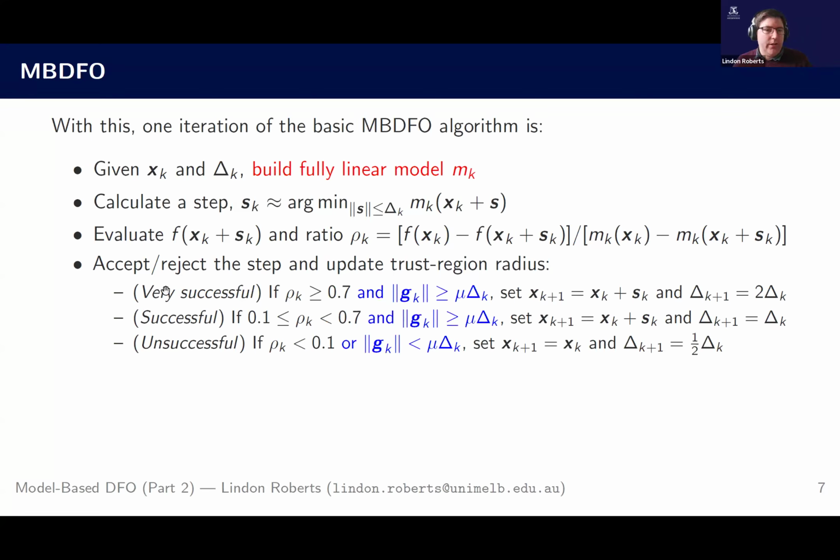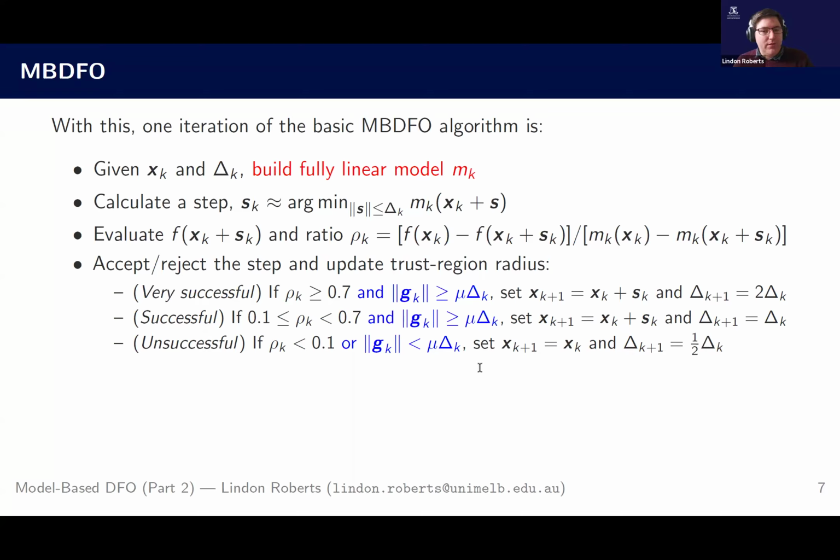The blue stuff is what's extra that you need in the derivative-free case that you don't need when you have true gradients. So firstly, if rho is large, close to 1, then I call this very successful. We're very happy. We'll take the step. We'll increase our delta. It's successful if rho is reasonably positive, but not too close to 1. So we'll still take the step, but we won't increase our radius. If rho is small or negative, then we're unhappy. We'll stay still and we'll shrink delta.